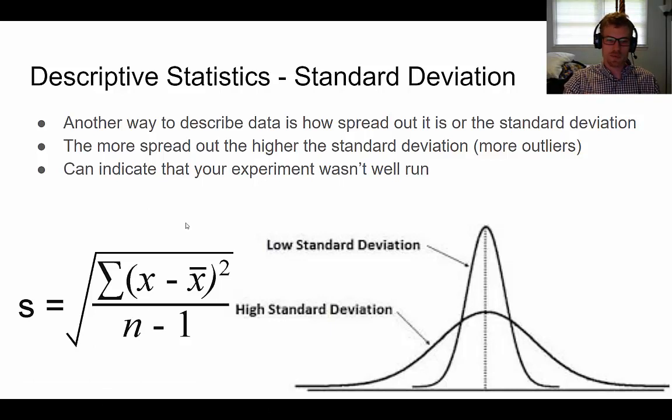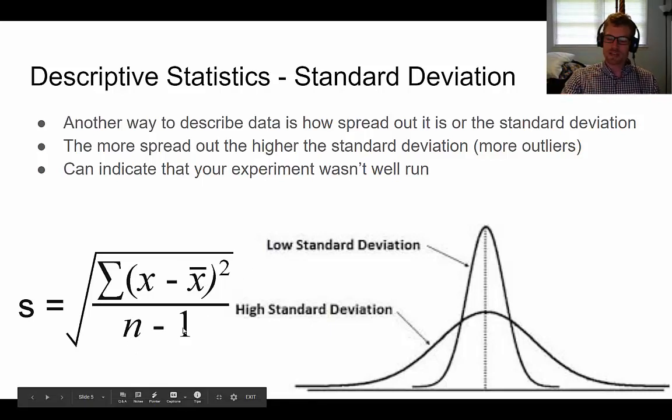You're going to sum up the difference between each of the values and the average. So let's say you had 10 values. Well, you would have to do that 10 times. You would take each value and subtract the mean. You square it, divide by n minus 1. So again, if we had 10 values, we would be dividing by 9, and then we would square root that number.